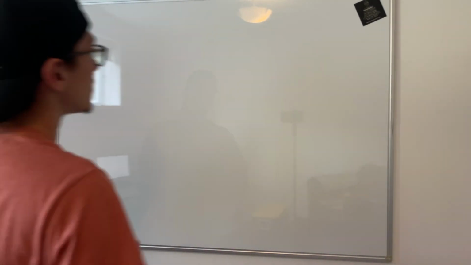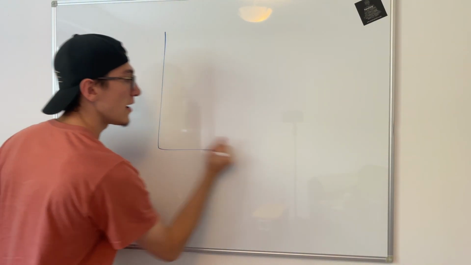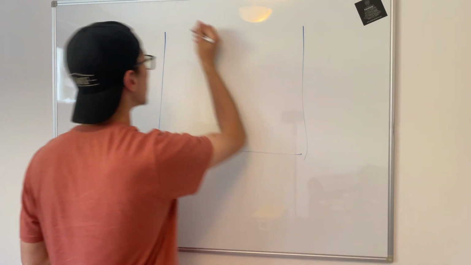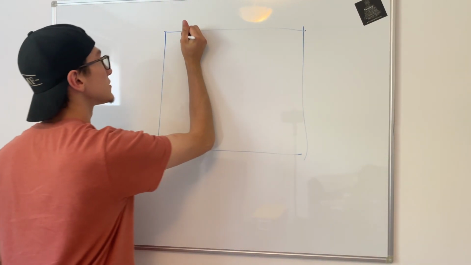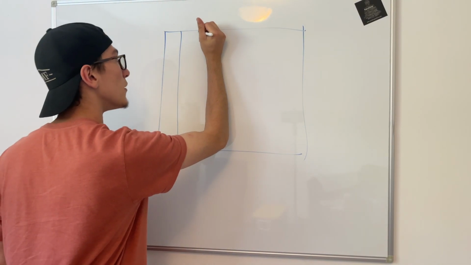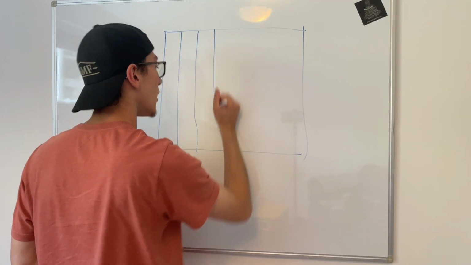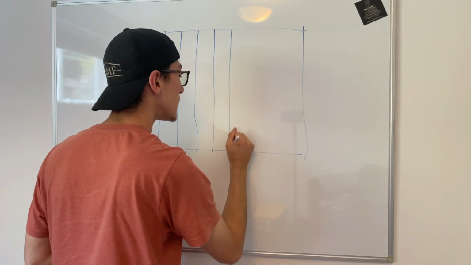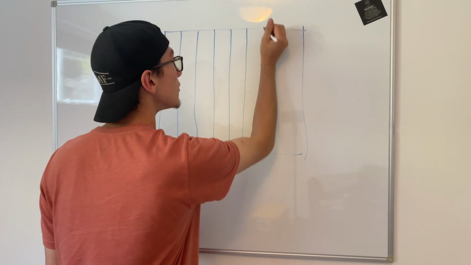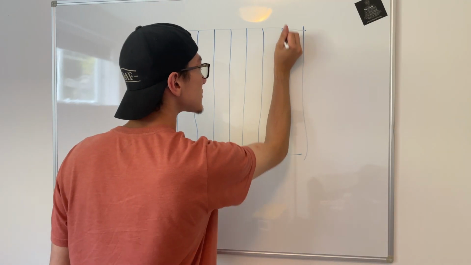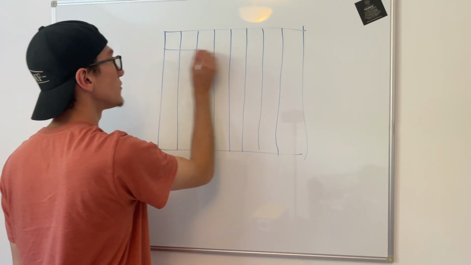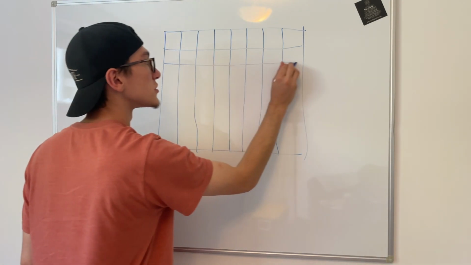So, alright. So we have our canvas right here. This canvas will be divided between cells in a grid like so. Give me a bit of time. There you go. Awesome.